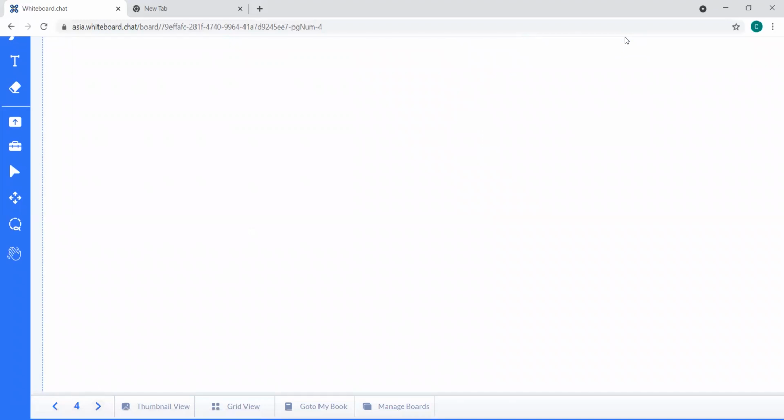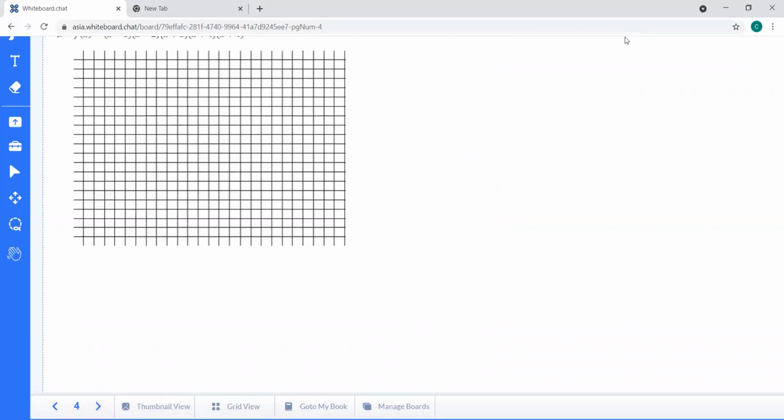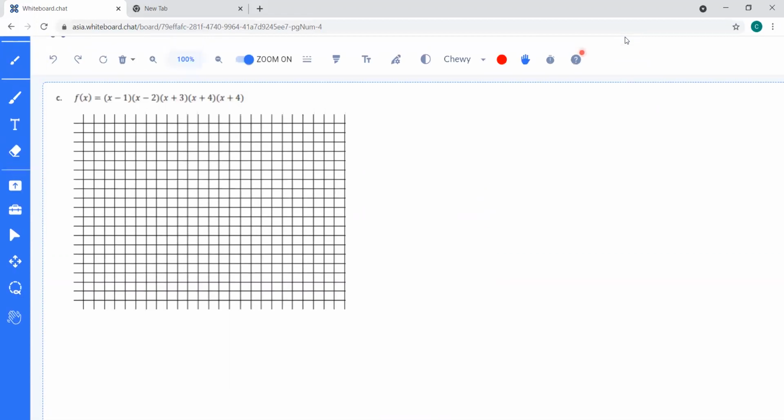Let's see what else we got here. We have 1, 2, 3, 4, 5. That's going to be X to the 5th if we're to multiply all that out. So I'm going to have 5 solutions. Let's go from least to greatest: -4, -3, 1, 2, and I'm going to have -4 with a multiplicity of 2, right? It's going to happen twice. I'll just go ahead and list it twice here.